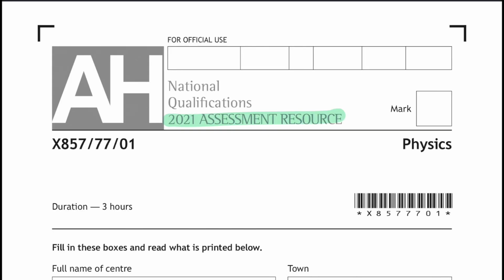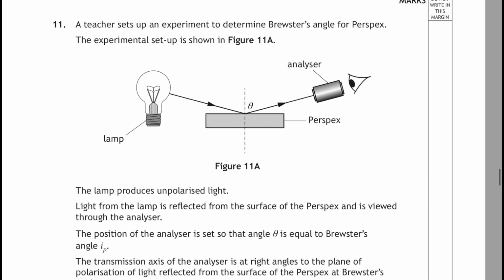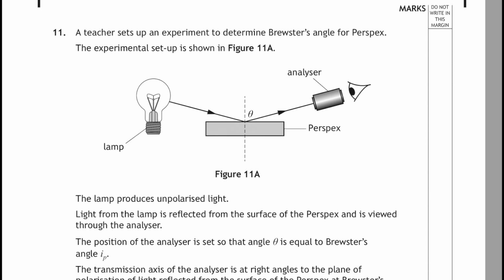Now, Mr. Davies calls this the 2020 paper, although you'll notice on the front of it, it says the 2021 assessment resource. That's because this paper was written for 2020, but there were no exams that year, and then the paper was given to schools in 2021 so that they could use it for the alternative certification model. Anyway, we're going to have a look at question 11, and as usual, have a go at the question first and then come back once you've done that and you can see how we have worked through it.